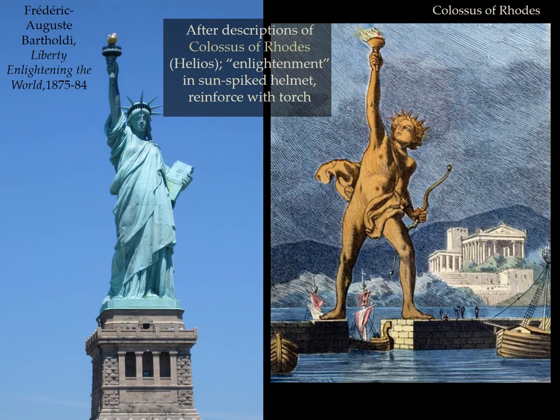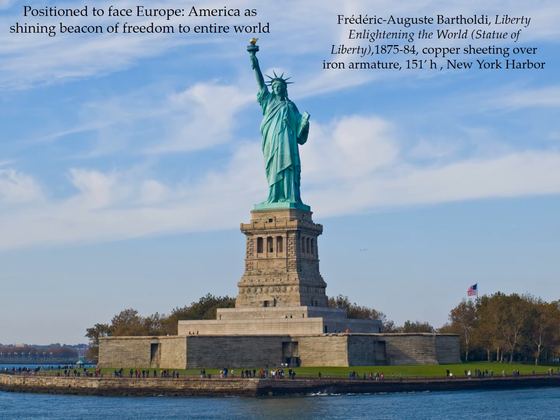It is actually designed after the Colossus of Rhodes, or the statue of Helios, the sun god. Thus, enlightenment is seen in the sun-spiked helmet, light illuminating the world here. That is reinforced with the item of the torch that she holds. The position is also significant as it faces Europe, so America is meant to be seen as a shining beacon of freedom to the entire world.